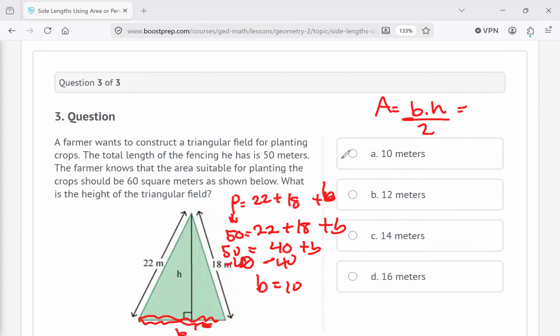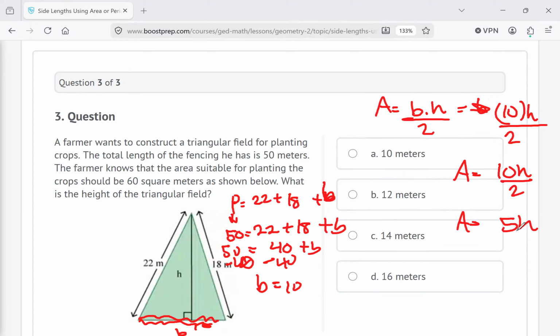Do I know my base? No. Wait, actually, we do know my base, which is 10. Sorry. So it is 10. And then do I know my height? No. And then it's all over 2. So the area of a triangle is going to be 10h over 2, which simplifies, 10 divided by 2, to 5h.